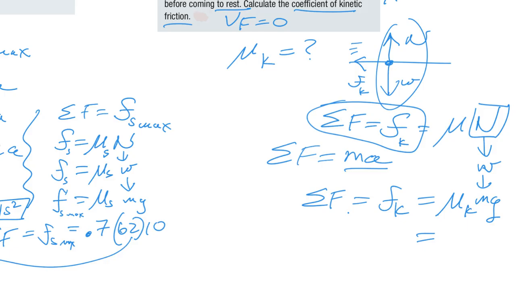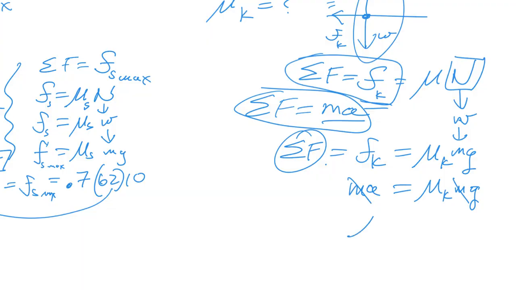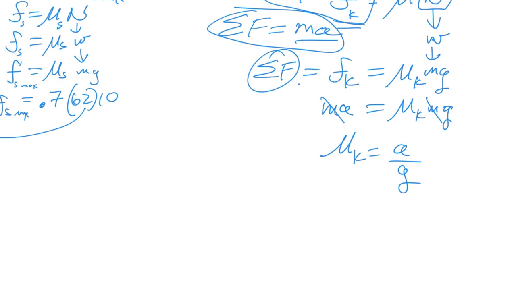Net force equals Fk, and net force equals Ma, so I can just put them together. So let's keep on going like this. Oh, the G's cancel out. His mass didn't even matter. That's pretty cool. So mu K equals A divided by G. Okay, so all we have to find is A. A equals VF minus VO over T.